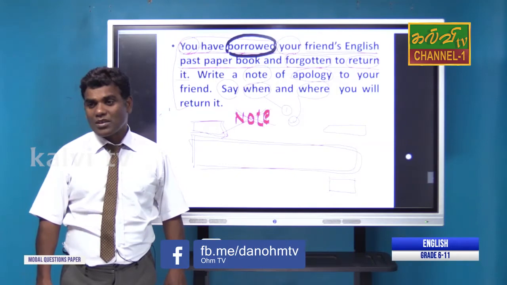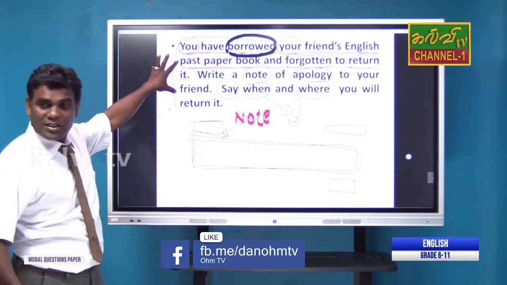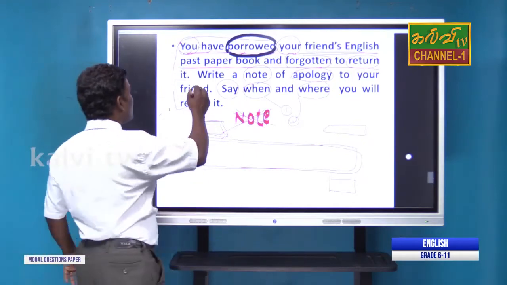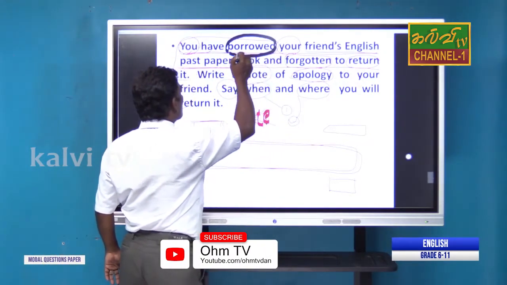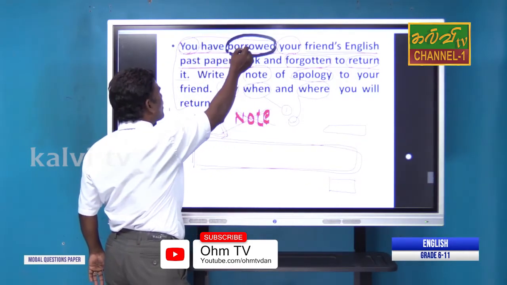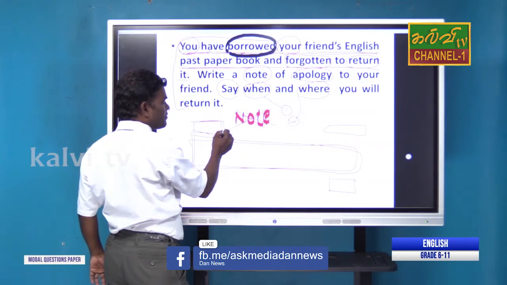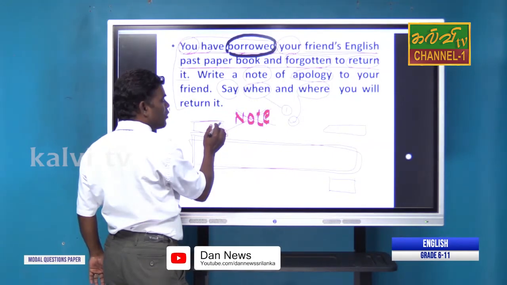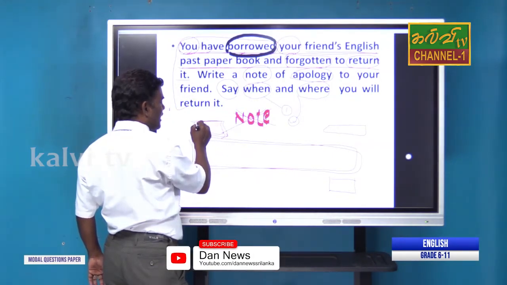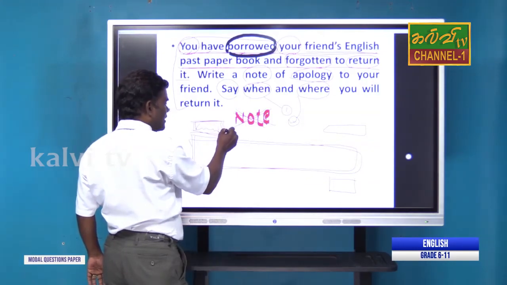Okay. Oh, this is a beautiful note. Yes. Time is going. I like to give the chance to understand. Okay. I have borrowed your friend's English past paper book. So you have borrowed. You can write your friend's name, so that name is considered that you have borrowed the book from him. Kamala or Ravi. Yes, Kamala.